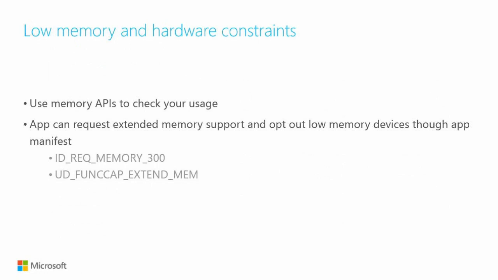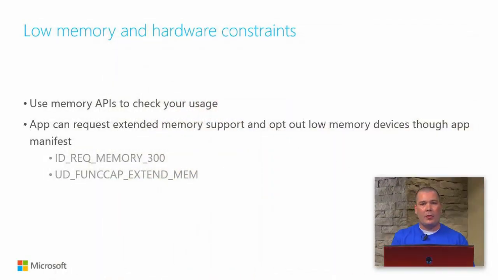So the best way to do this is we can use memory APIs to check our usage and actually see where we're using the most memory. We can actually go ahead and set requirements inside of our app manifest. So in this case, we've got up here on the slide, required memory 300 megabytes. If we have this selected inside of our app manifest, we're saying that we're only going to run on devices that have at least 300 megabytes of RAM.